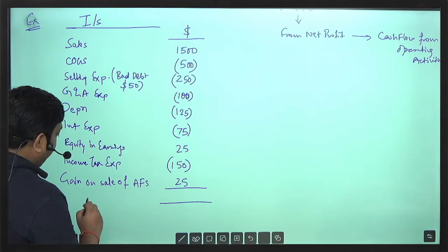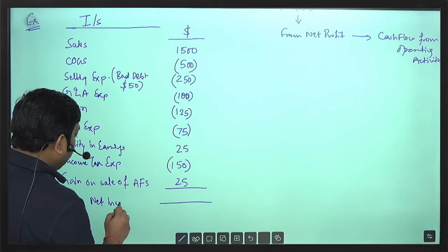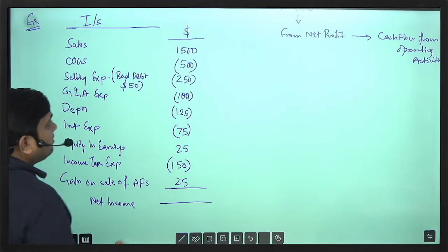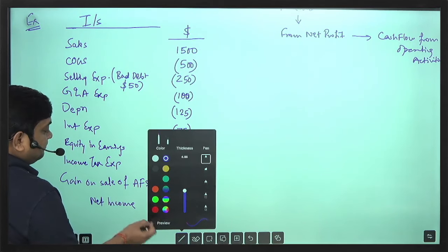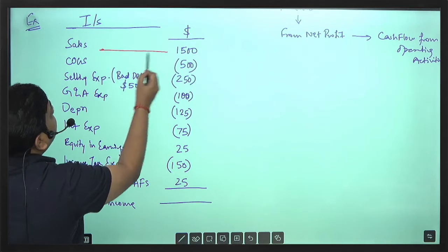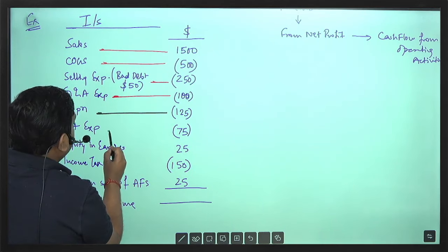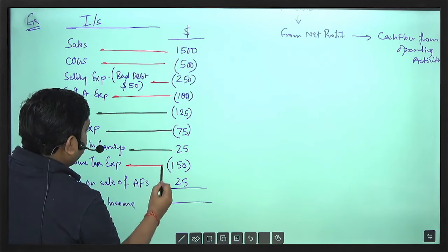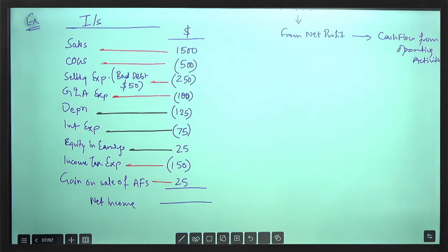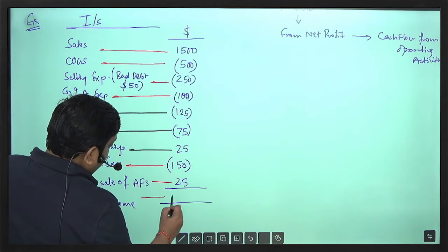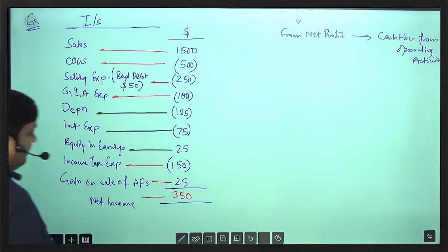Right? This is my net income. Can you just do it for me? It is coming to 350.